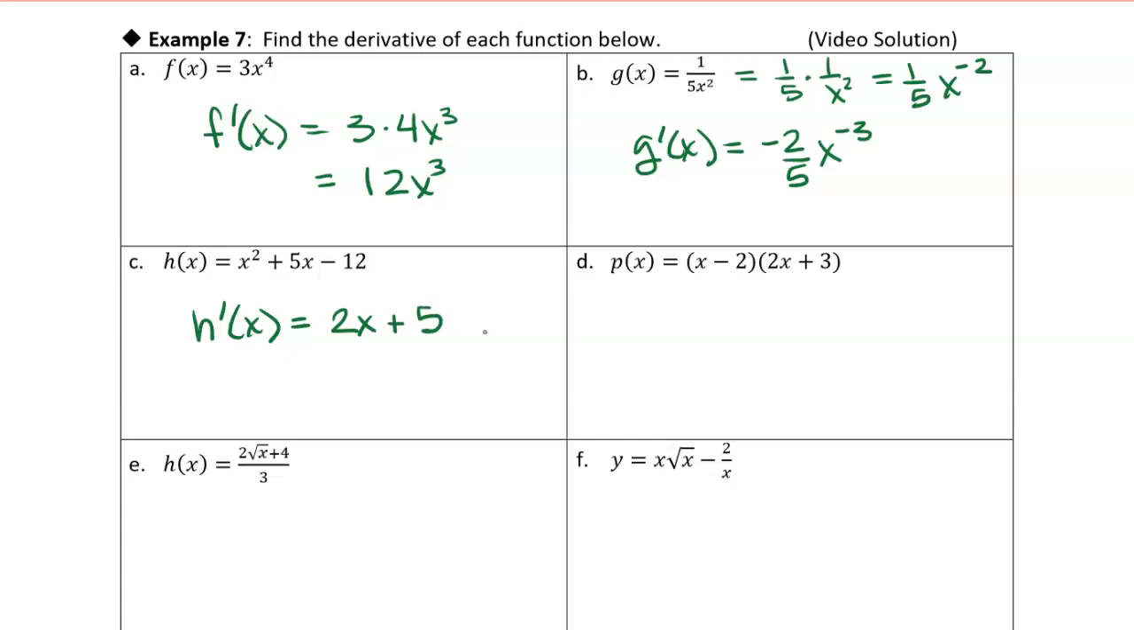All right, so that's it. That's all you need to do: if you have the sum of functions, you can take the derivative of each term in that sum.